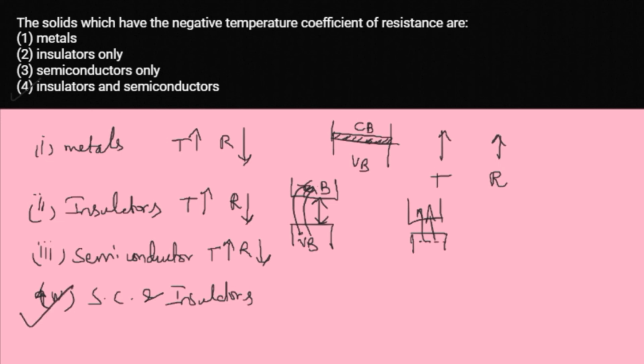So when temperature increases, the resistance is decreasing. These two, semiconductor as well as insulator, both have the same property of negative temperature coefficient of resistance. Hence, option 4 is the correct one.